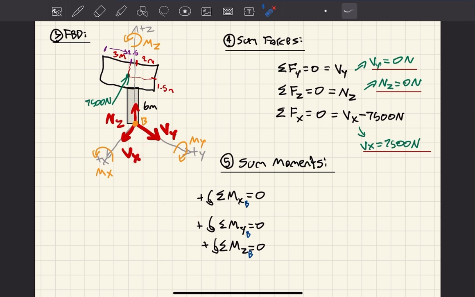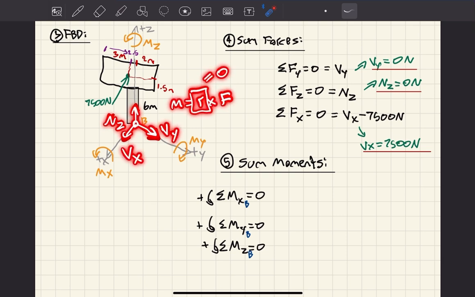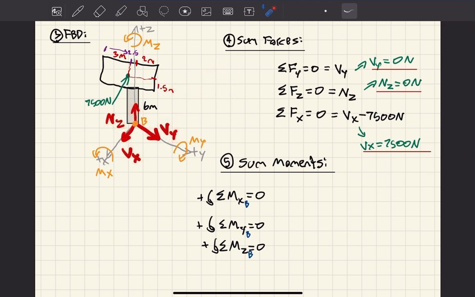Okay, now we can actually look at what forces are causing a moment. We can directly eliminate these, because if you look at the moment equation, it's R cross F. Immediately, you understand that R is 0 for all three of these forces. The force is 0 for Vy and Nz, but even for Vx, R is 0. They act at point B, so therefore the moment is 0. So the only force that can cause a moment is this 7,500 Newton force, which I'm going to call F because I do not want to say that a billion times. So this force F, what axes does it cause a moment about?